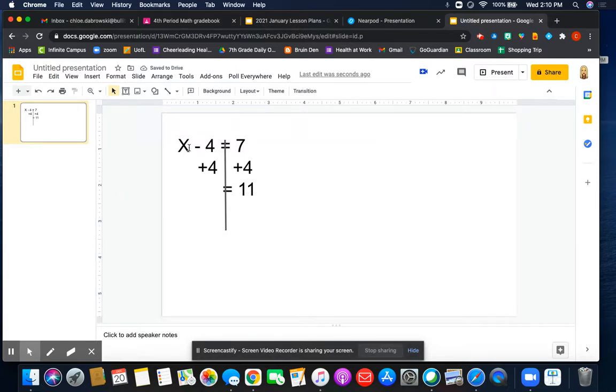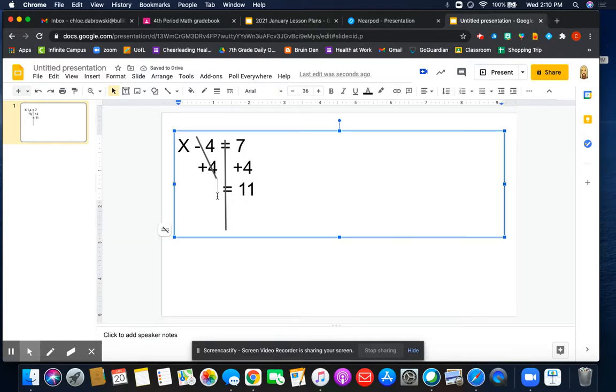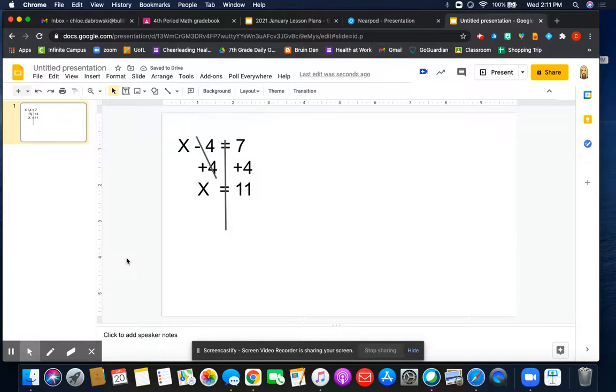Over here on the left, I have x minus 4, but then I'm adding 4. These two numbers are additive inverses, which we talked about last week. They cancel each other out, so I'm just going to draw a slash that tells me that they're canceled out, and all that I'm left with here is x. So this tells us that x is going to equal 11.